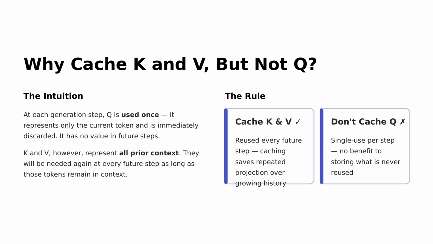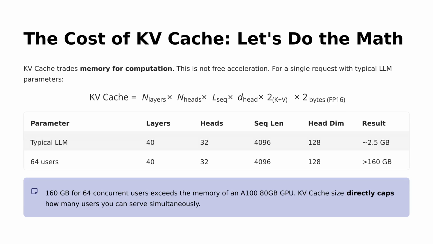This slide explains why we cache K and V, but not Q. At each generation step, Q is used only once for the current token and is then discarded, so there's no point in storing it. On the other hand, K and V hold all prior context and are needed at every future step. By caching K and V, we avoid repeated projections over a growing history, making the process more efficient.